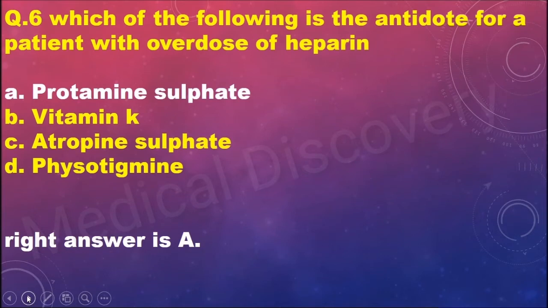Which of the following is the antidote for a patient with overdose of heparin? The right answer is A.